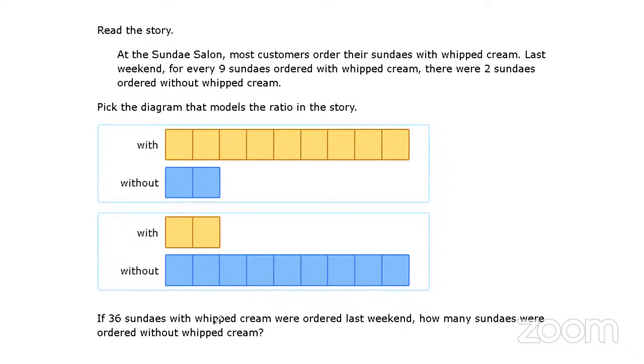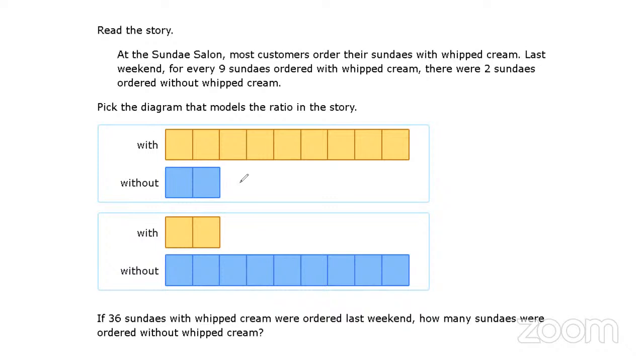All right, so persons are saying diagram 1. Let's look at that and see why it could be diagram 1. I'm seeing everyone saying diagram 1, diagram A. So what's happening here? At Sunday salon, most customers ordered their sundaes with whipped cream. Last week, 9 sundaes were ordered with whipped cream and 2 without. So 9 with, 2 without.